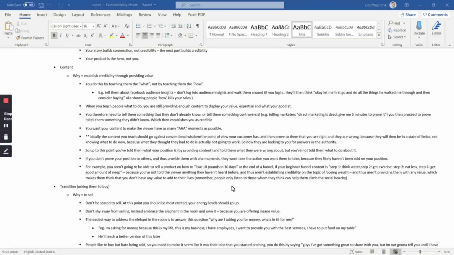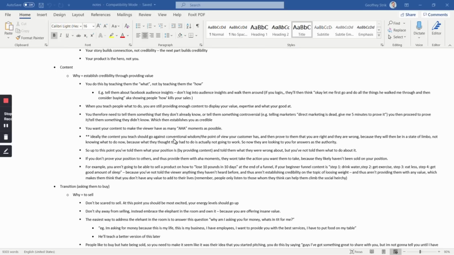So up to this point, you've told them what your position is by providing content, and told them that they were wrong, what they were wrong about, but you've not told them what to do about it. If you don't prove your position to others and thus provide them with aha moments, they won't take the action you want them to take, because they likely haven't been sold on your position.